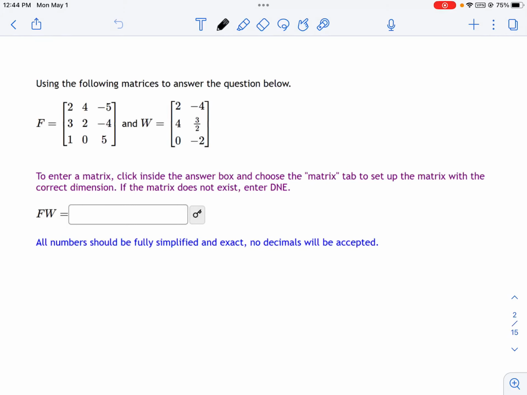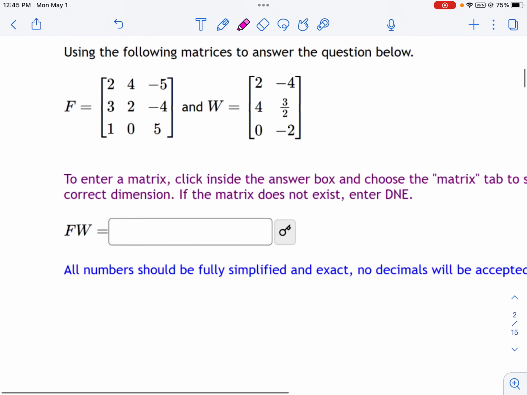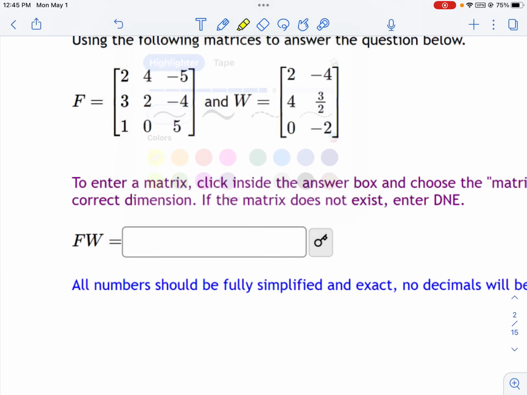Hello and welcome. So, using the following matrices to answer the question below, we have matrix F and matrix W. It says to multiply them. Essentially, we're finding the product of the two matrices. So first off, we've got to make sure that this is even a valid thing that we can do. In order to find that out, we've got to identify the dimensions of each matrix.